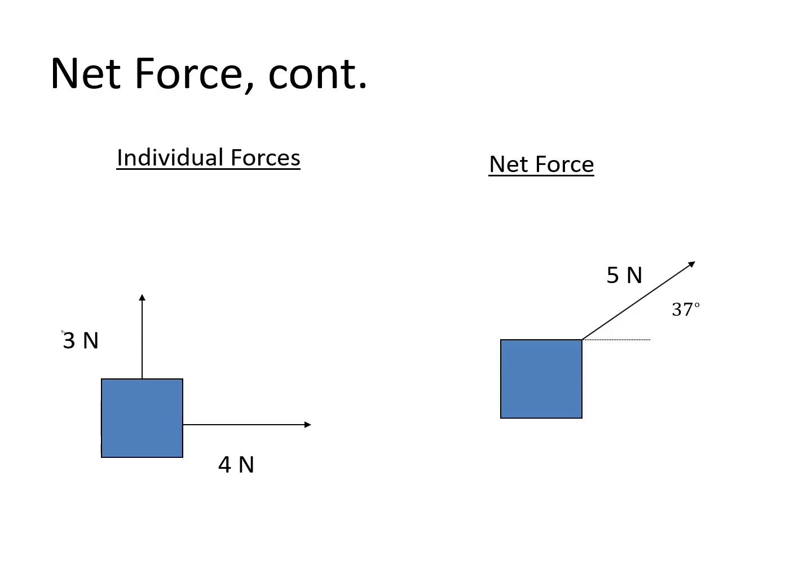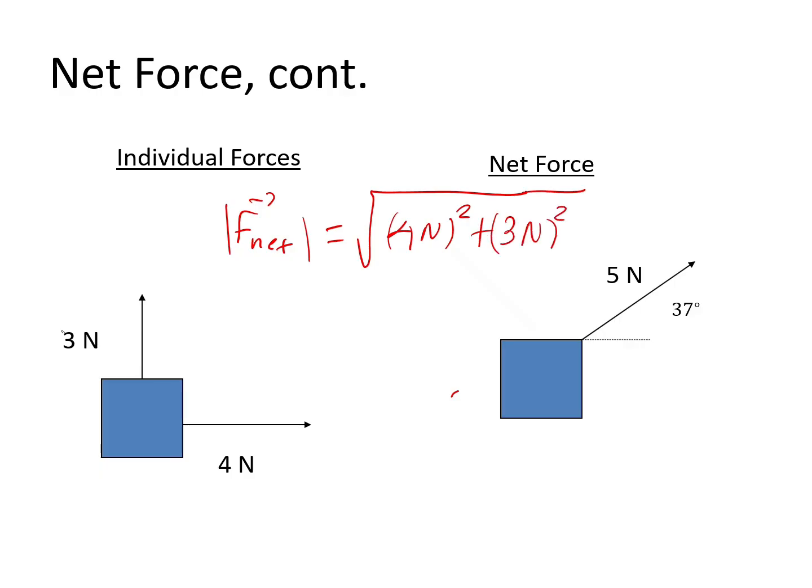We calculate the magnitude using the Pythagorean theorem. So the magnitude of the net force is equal to the square root of 4 newtons squared plus 3 newtons squared. And we get the square root of 25 newtons squared, which is 5 newtons.